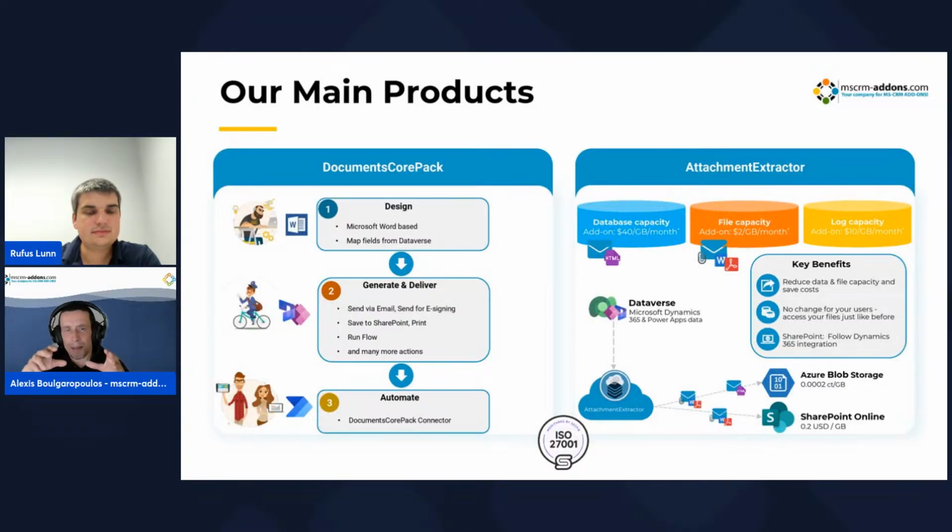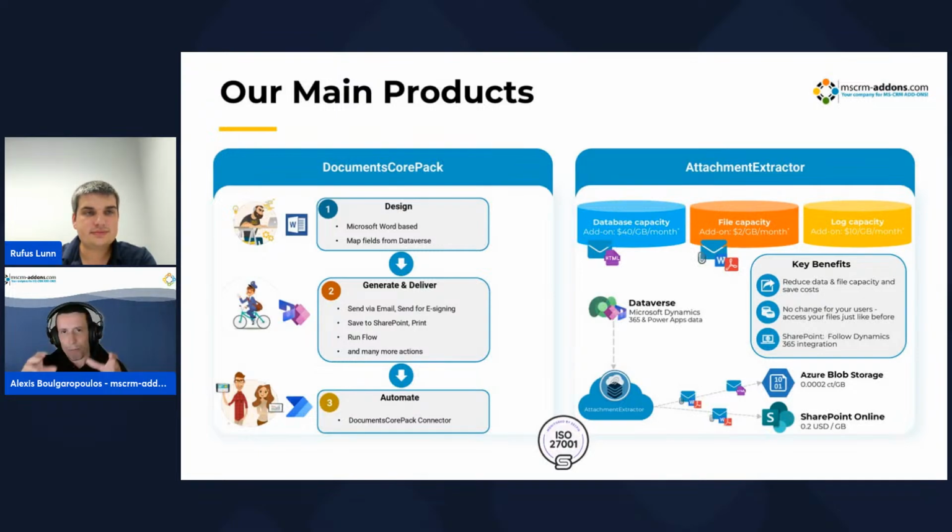And these capacities are billed separately, so the costs differ. So it depends a little bit. The database capacity, if you reach the limit, costs about $40 per gig per month, and the file capacity costs $2 per gig per month. But both capacities are steadily growing as more data is added to your system.